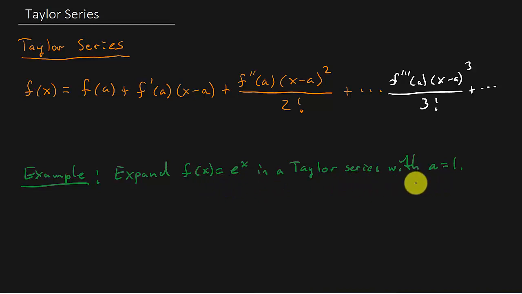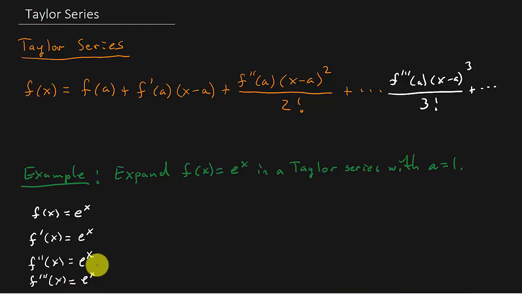All right, so to do that, the first thing we need, well, it doesn't tell us how many terms to do. Let's just go to the 3rd derivative. We'll find 4 terms. All right, so we have f of x is equal to e to the x. Now this one's pretty easy, because the derivative of e to the x is just e to the x. And then we have f triple prime of x is e to the x.